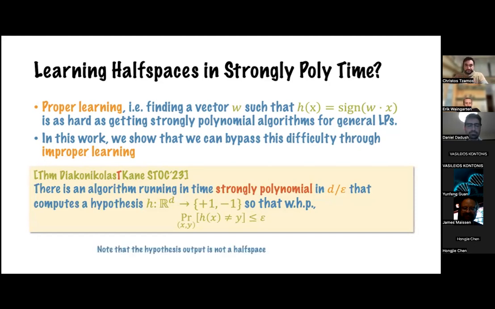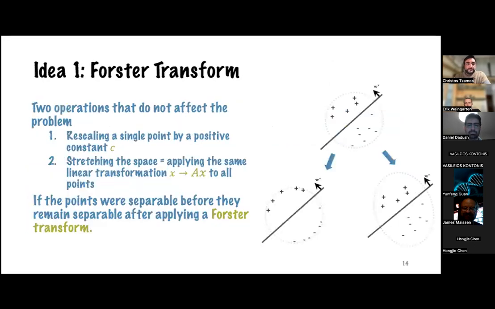And in particular, the hypothesis output is not a half space, but we'll see it's a collection of different half spaces that span the space appropriately. Okay, so how can we achieve this result?